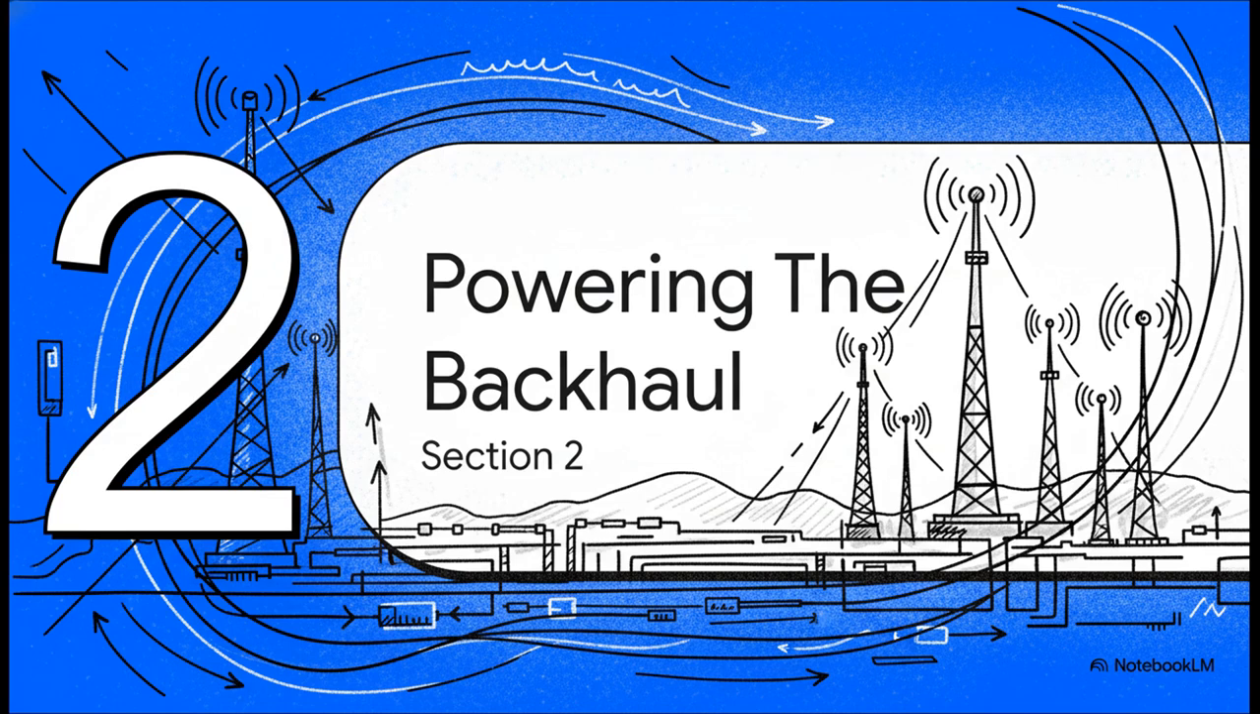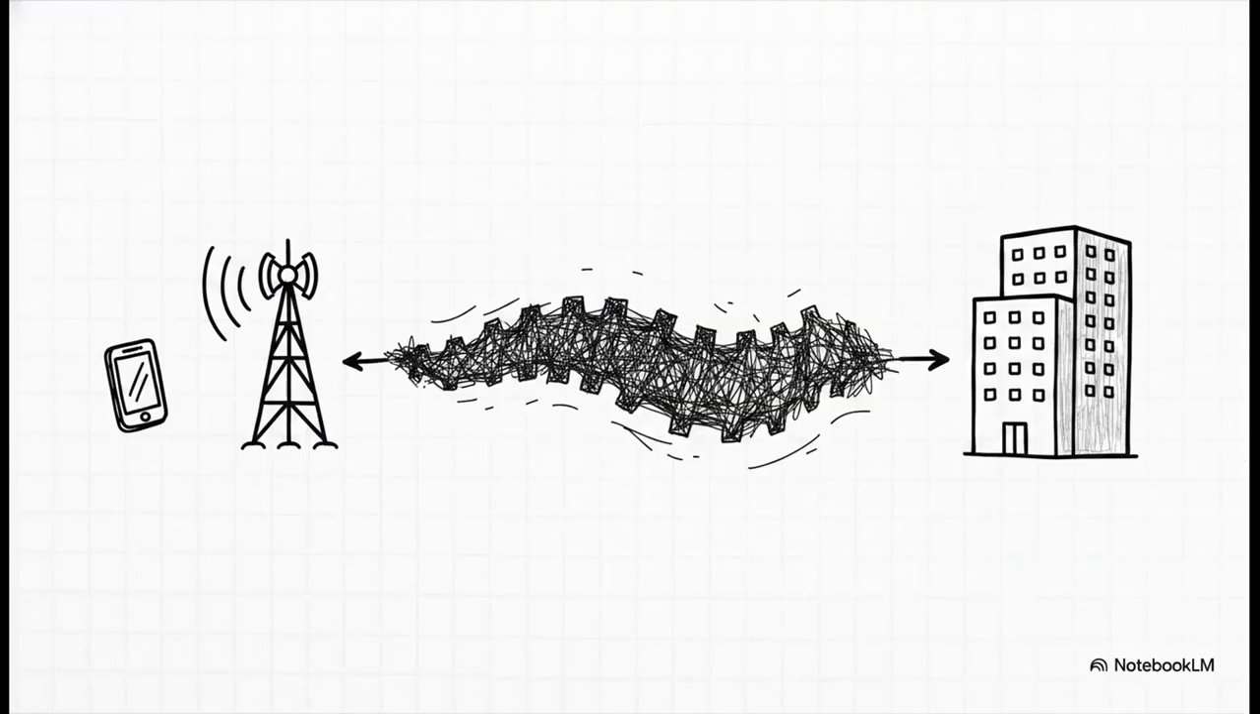Moving on to Section 2. Powering the telecom backhaul. You can think of backhaul connectivity as the network's spine. It's this vital, high-capacity link that enables the base transceiver station, the core network, switching centers, and all the other infrastructure to actually talk to each other.